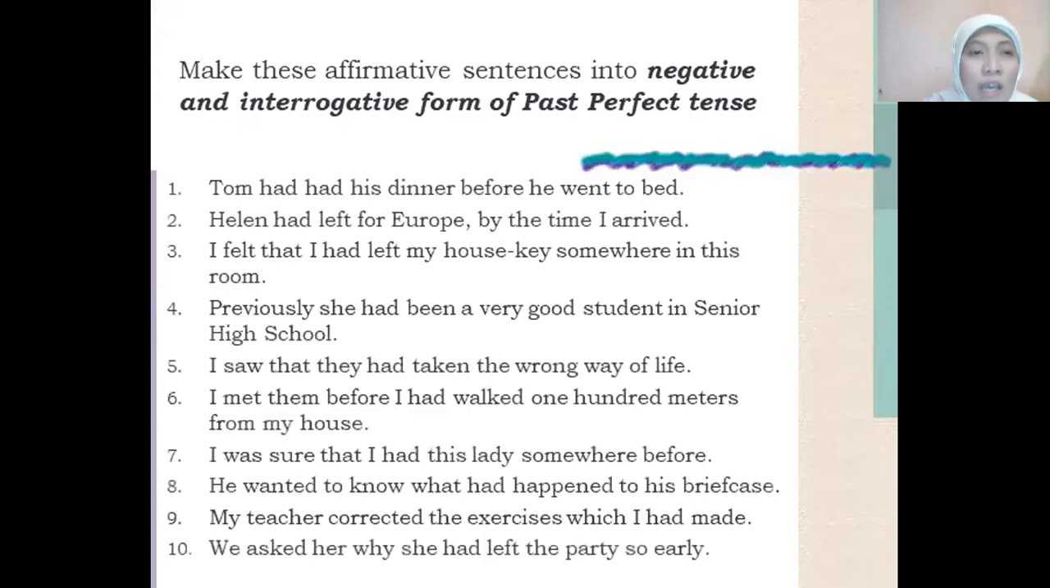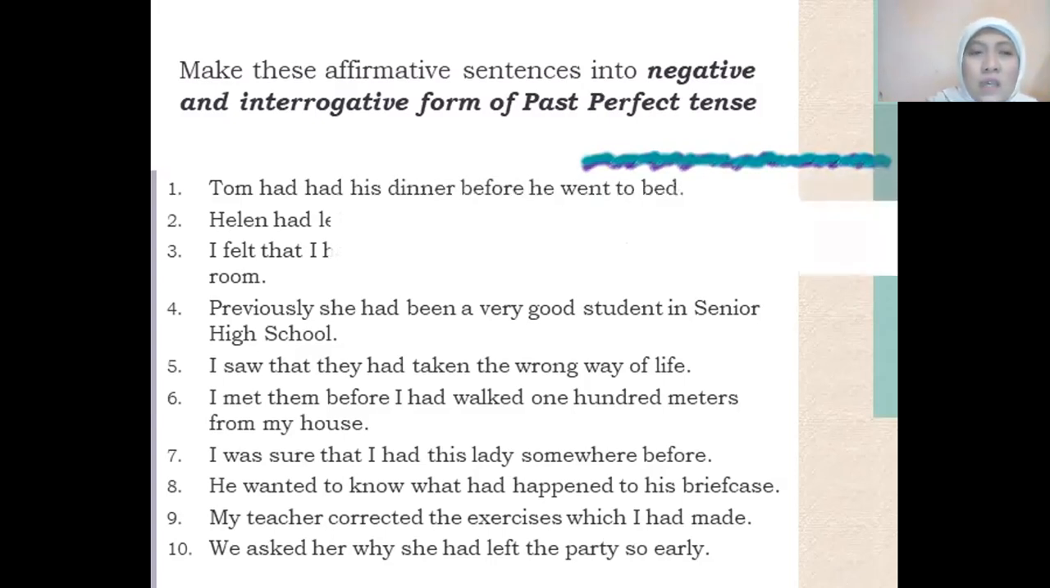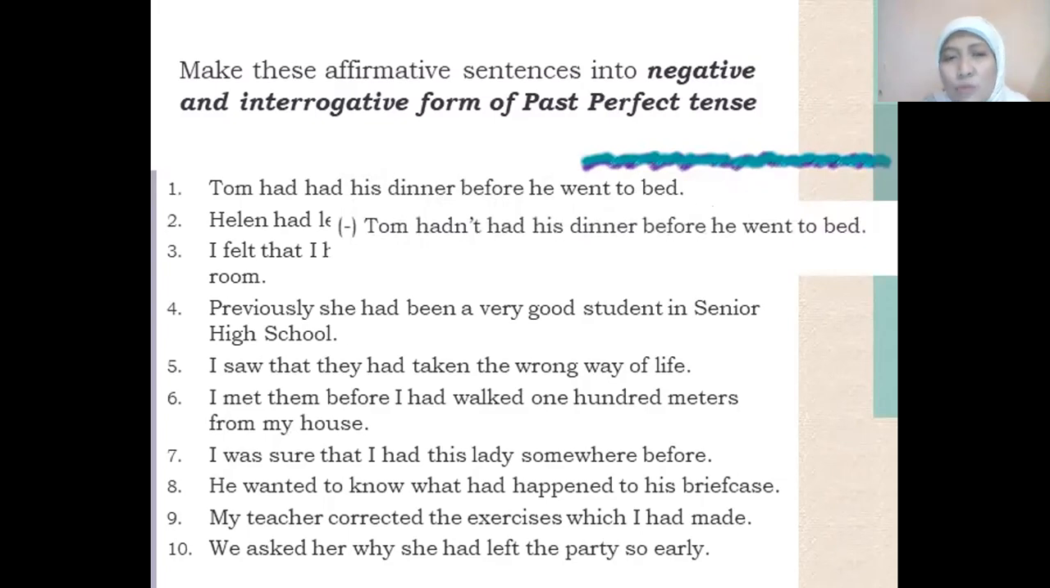Okay. Now, can you make the negative and interrogative form of past perfect tense here? Let's try number 1. Tom had his dinner before he went to bed. Do you remember for negative sentence? The formula will be subject, had not, and verb 3. So the negative sentence will be Tom had not had his dinner before he went to bed.